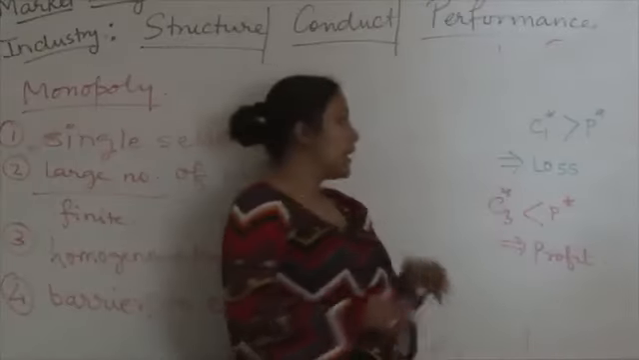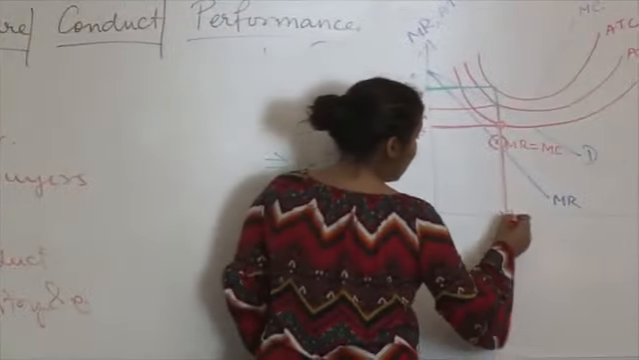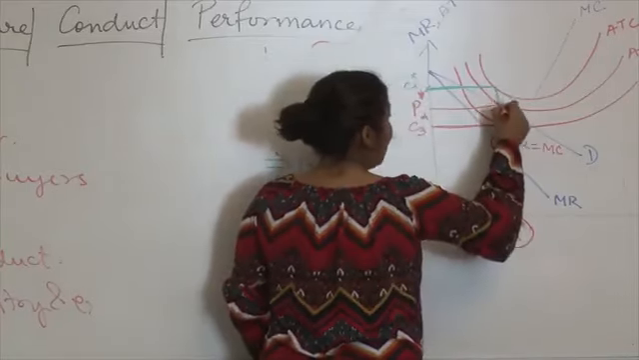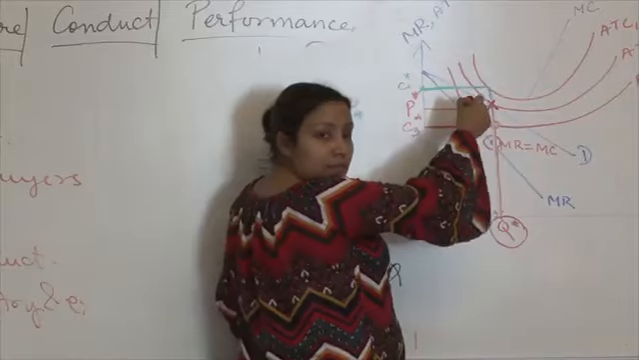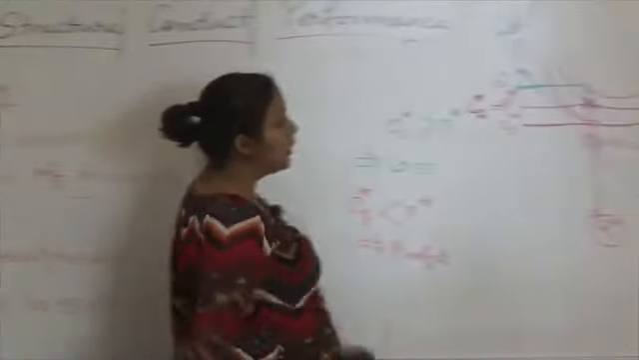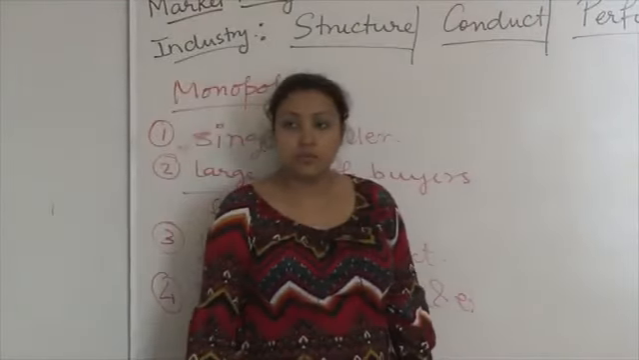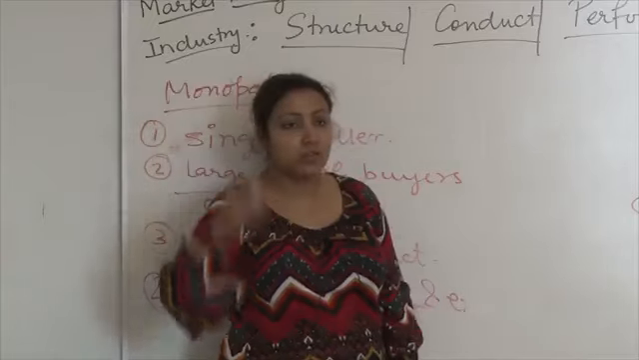And we are left with the second situation, that is ATC2. Please note that once again the quantity is the same, but now the cost is exactly the same as that price, isn't it? The price is the same as that C2 star. I am reading from ATC2. That is exactly tangent to the demand curve.